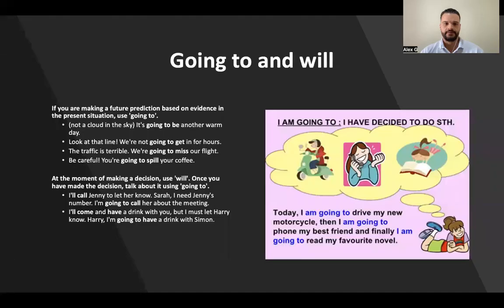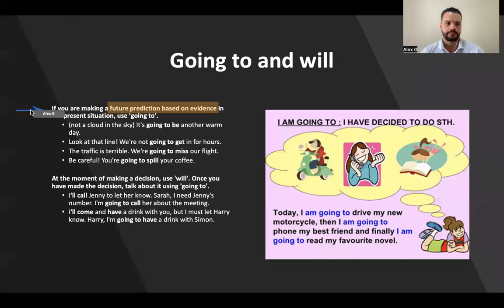Next, we have the future. So when we talk about the future, we actually have 2 different structures that we can use. So the first one is going to say, if you are making a future prediction based on evidence in the present situation, use going to. Keyword, it says a future prediction based on evidence. So if it is something based on evidence, then we can use going to make a prediction.